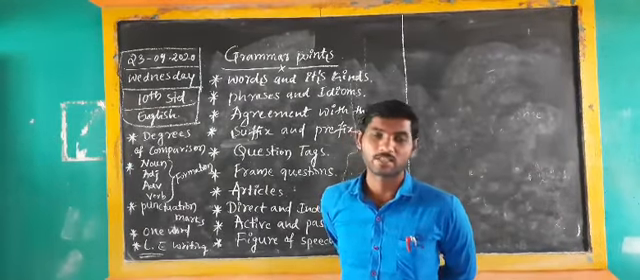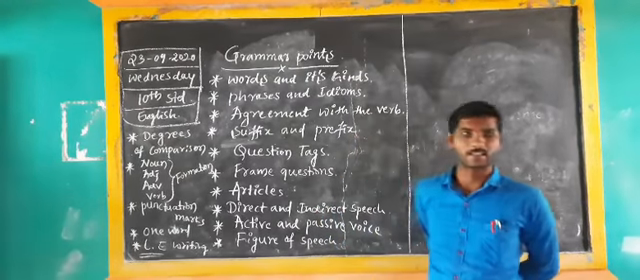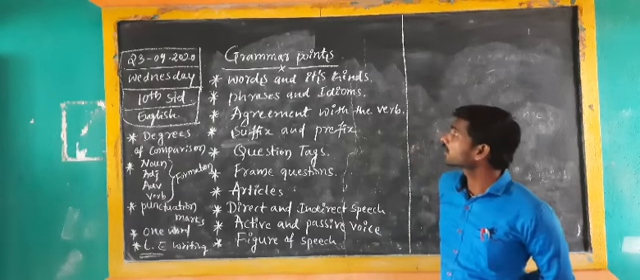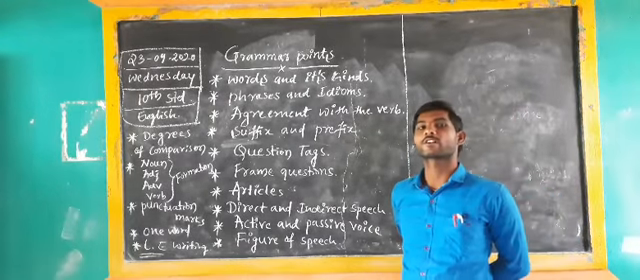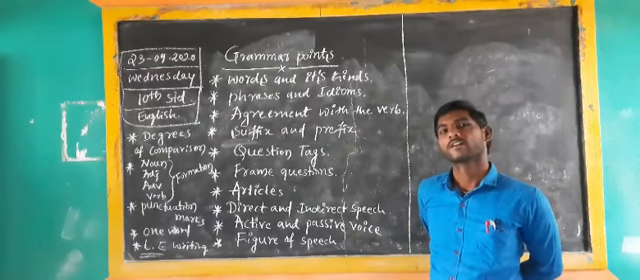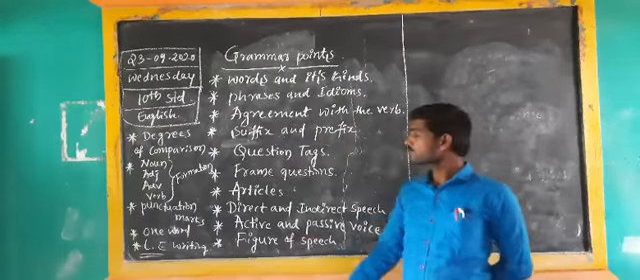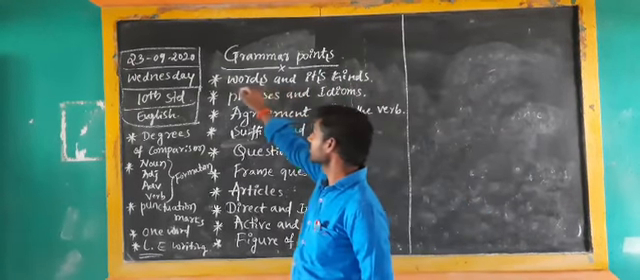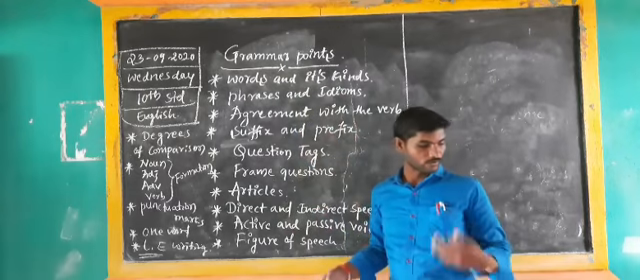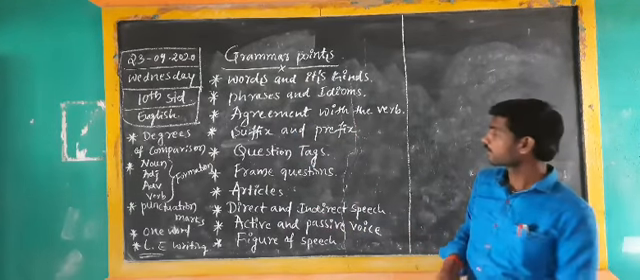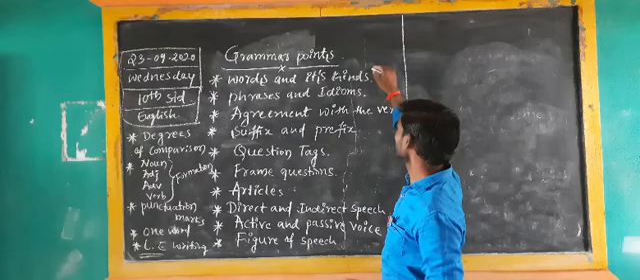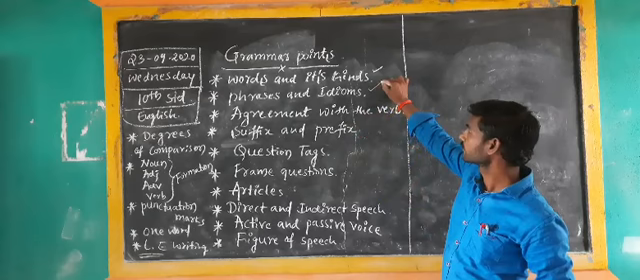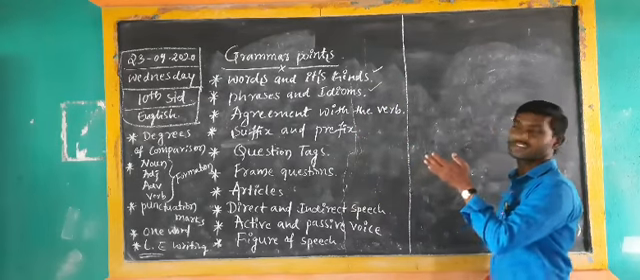Now we are in the present 10th standard English class. In this class, we have to understand the grammar points, which are a very essential part of our final examination. So here is the list of grammar points. First, we should learn this. After that, one by one, we have to understand here. The first one, words and its kinds. The second one, phrases and idioms. The third one, agreement with the word.